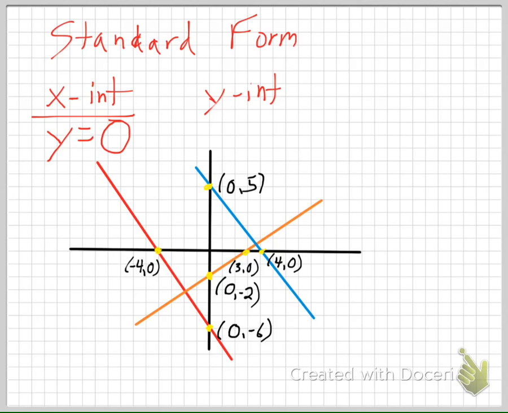The x value is 0. Now, why do you think the x value is going to be 0 for all of them? Okay, but why does that make the x value 0 if it's on the y-axis?